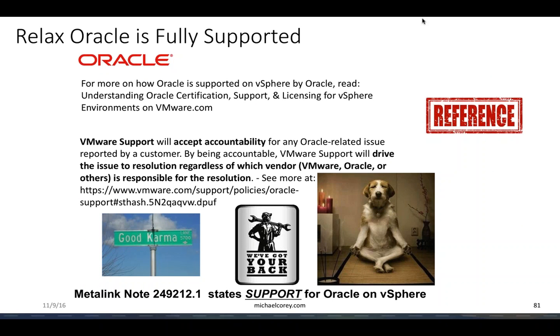This is for the Oracle people. You're going to hear from Oracle sales a lot that you're not supported if you run on VMware. It's a bunch of crap. Let me say that officially. It's a bunch of crap. You are supported, and there's a MetaLink note, and certainly you can reach out to me, and there's lots of resources I can hook you up with.